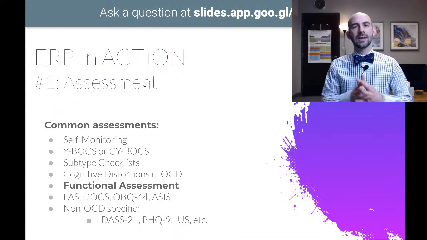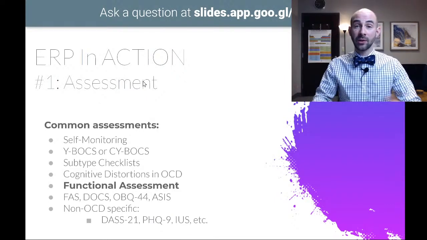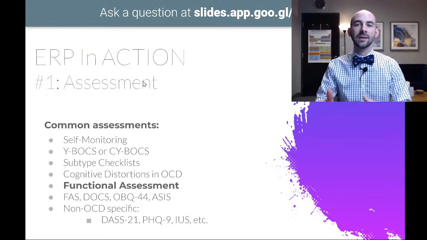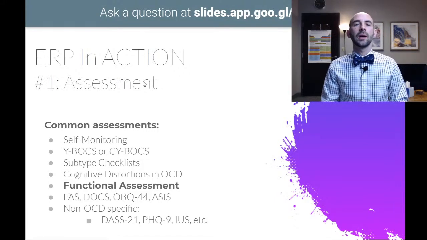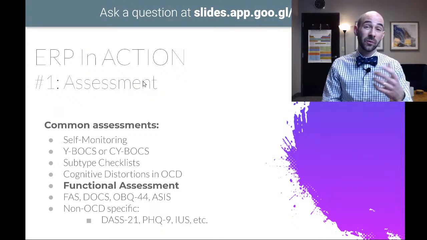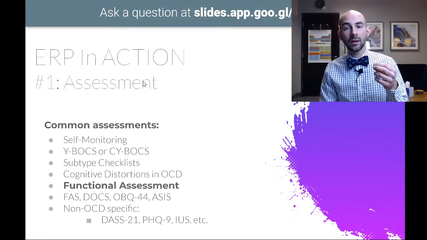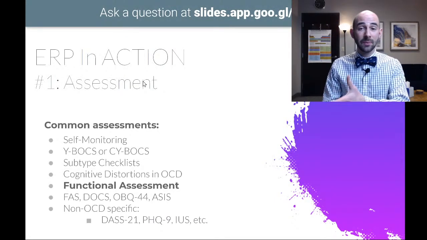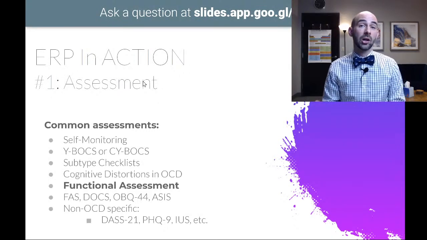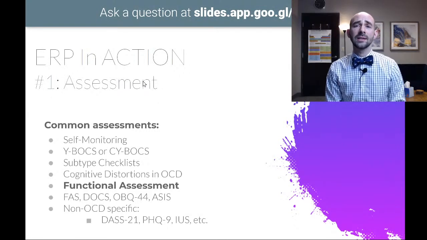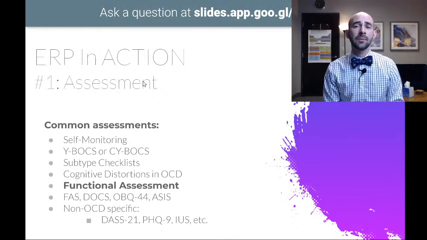trend that assessments like self-monitoring, tracking your obsessions and compulsions, of course, would be important. Y-BOCS and CY-BOCS, gold standard for rating severity. Different checklists on subtypes are often helpful. We're looking at cognitive distortions. And then some of the functional assessment work is huge.